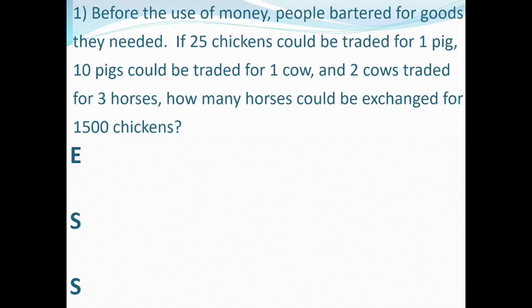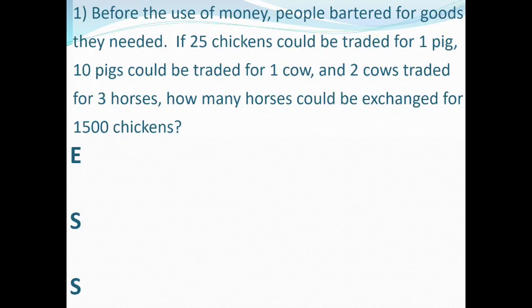So evidently, before the use of money, people bartered for goods they needed. If 25 chickens could be traded for 1 pig, 10 pigs could be traded for 1 cow, and 2 cows traded for 3 horses, how many horses could be exchanged for 1,500 chickens?